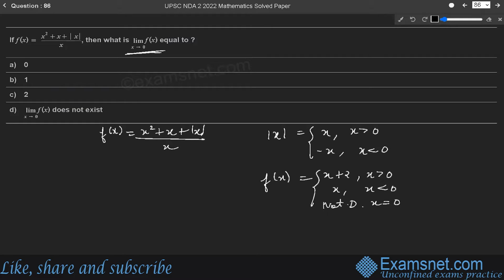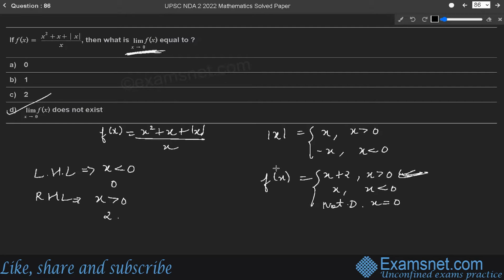Now, the question is about the limit. So let us find the left hand limit and right hand limit. Left hand limit, when x is less than 0, is 0. Now, right hand limit, when x is greater than 0, is 2. So left hand limit is not equal to right hand limit, which means limit x tends to 0 f of x cannot be determined. It does not exist. Therefore, option D is the correct option here.